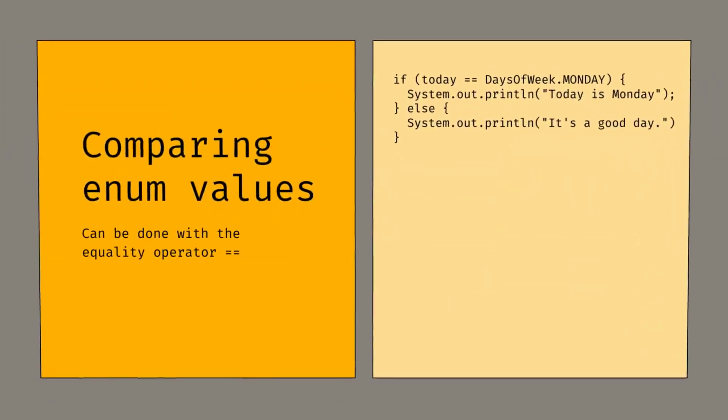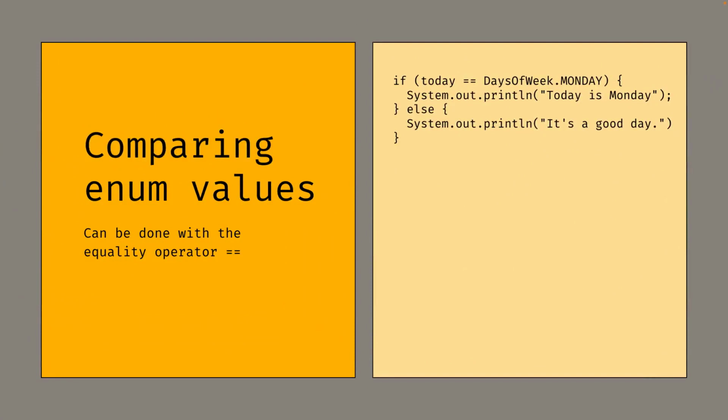Unlike classes, you can compare enums using the equality operator, the double equal sign. I'll explain why in a later video, but here's how to compare two values of an enum. We can say if today == DayOfWeek.MONDAY, we'll print "today is Monday". Otherwise we'll print "it's a good day".